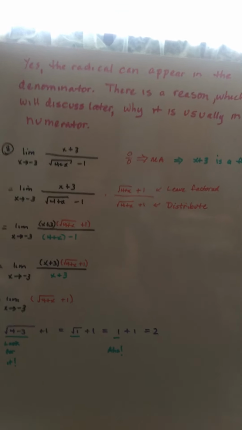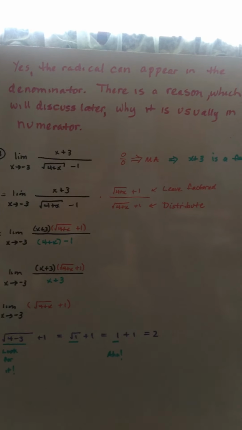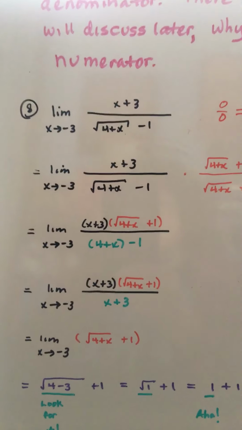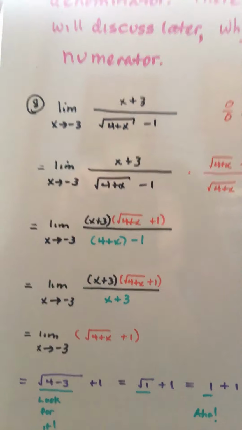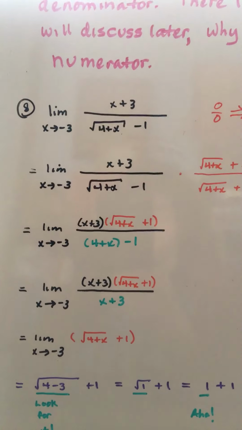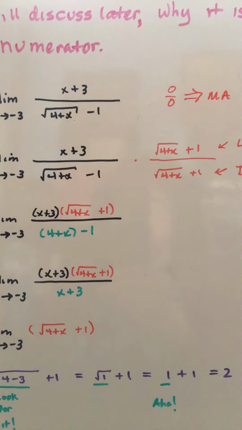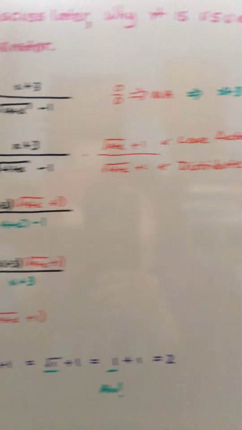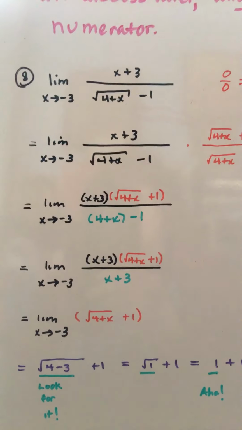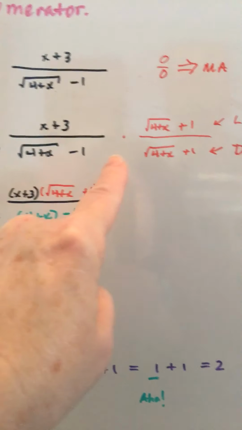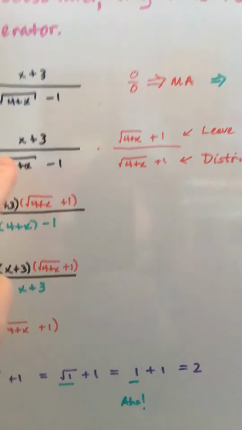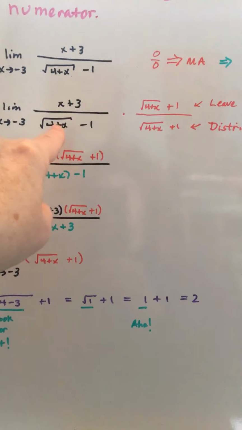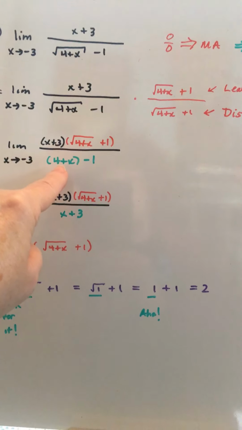Yes, it can indeed appear in the denominator. There is a reason, which we'll discuss later, why it's usually in the numerator, but right now you can have it in the denominator. So when I have this problem, I insert my negative 3. I have 0 over 0, which means more algebra. So x plus 3 is a factor of both numerator and denominator. I have to use this particular term's conjugate because that's where the radical was. So this gets distributed and this gets left. When I distribute, yes, this was a binomial, so I need the parenthesis.